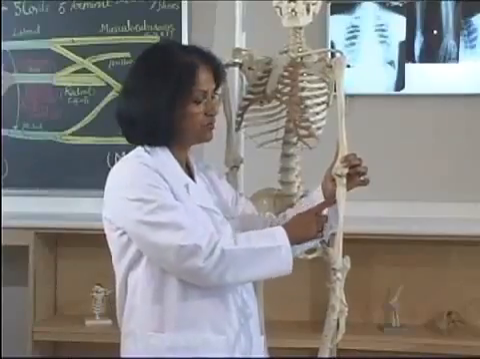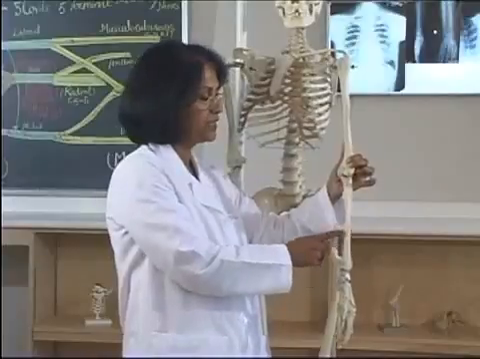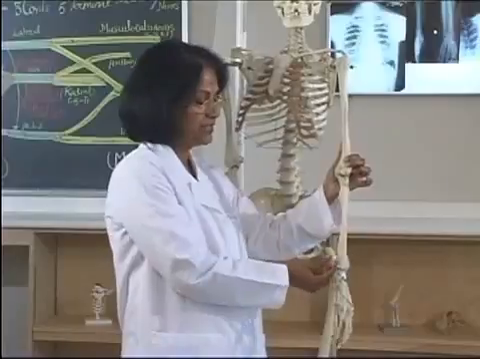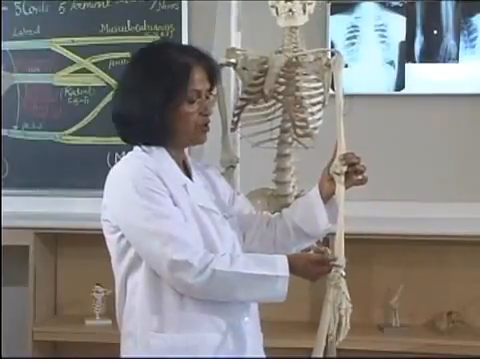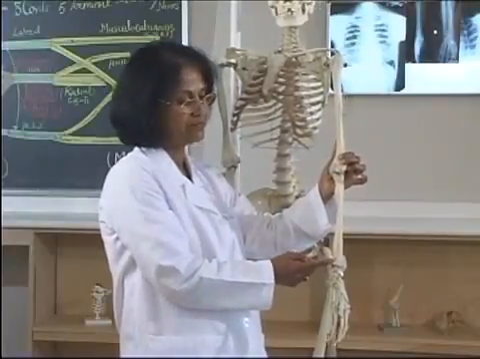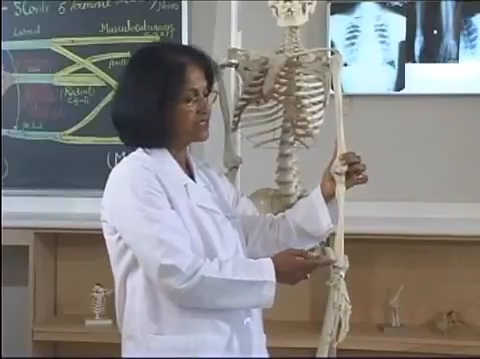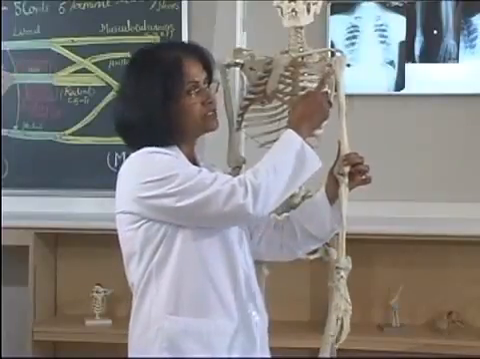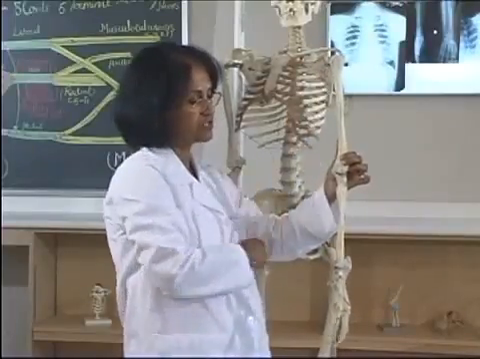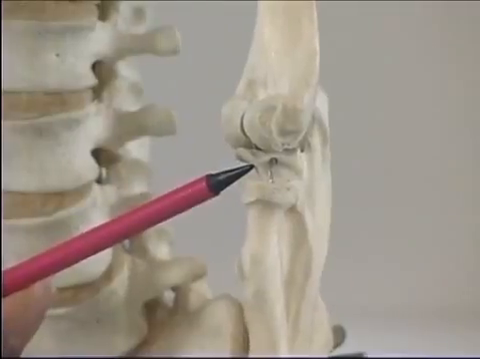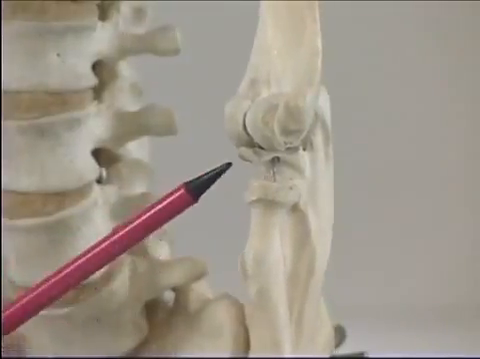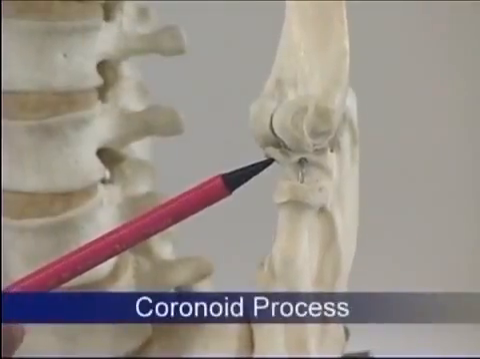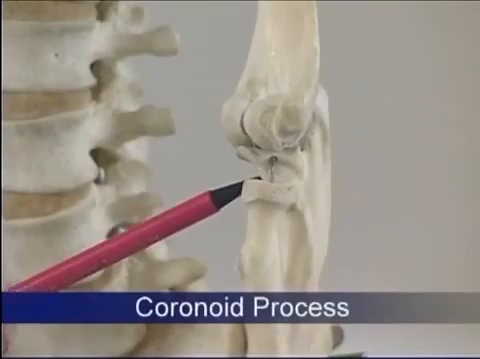Ulna is the medial bone of the forearm. Something different about this bone: the head of this long bone lies distally. We have seen previously in the radius the head lies proximally, and in the humerus the head lies again proximally. The upper end of the ulna contains three distinct features. This projection here is called the coronoid process. In Greek, coronoid means crow-like.